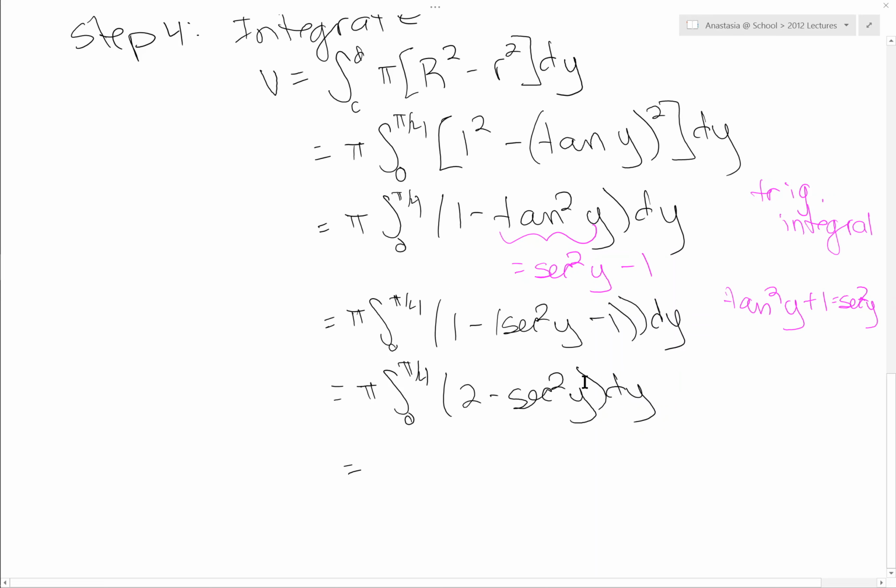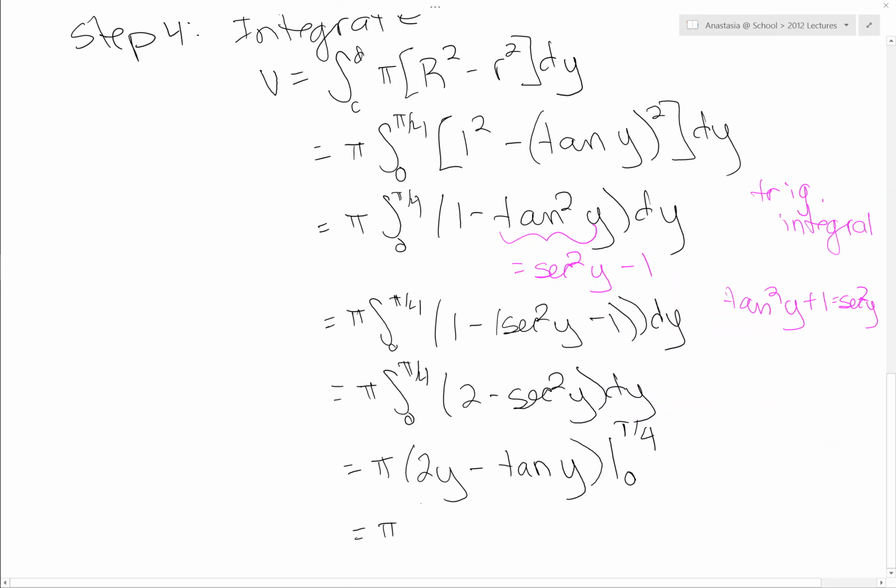Now the reason why we've done this is we can integrate a secant squared immediately because it's an antiderivative. We cannot immediately integrate tangent squared. So we've rewritten it in terms of something that we can integrate. So we're going to have pi, and if we integrate 2 dy, we're going to get a 2y. Then minus the integral of secant squared is going to be tangent y. All this gets evaluated at 0 and pi over 4.